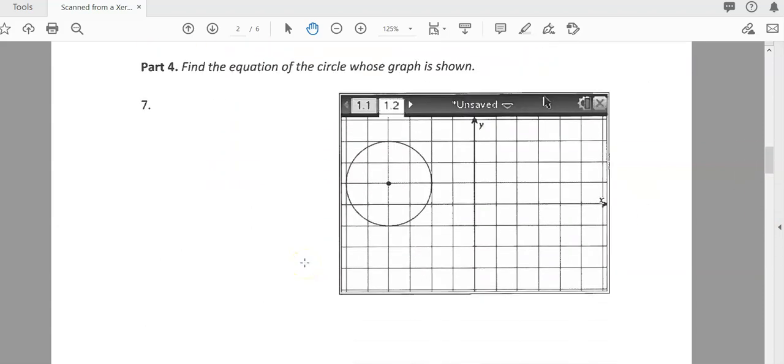Find the equation of the circle. So let's identify the center. I guess this is x, so 1, 2, 3, 4. So that looks like negative 4, 1. It might be helpful to write that. The radius looks to be 2. So the formula would be (x plus 4) squared plus (y minus 1) squared equals 2 squared, which is 4.